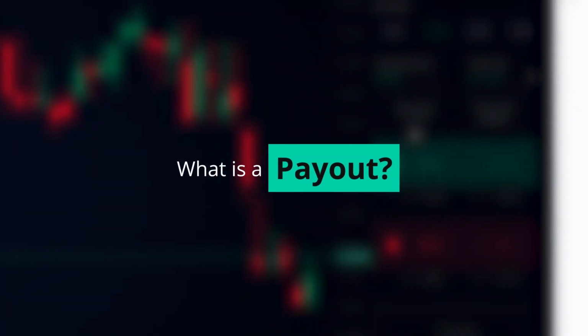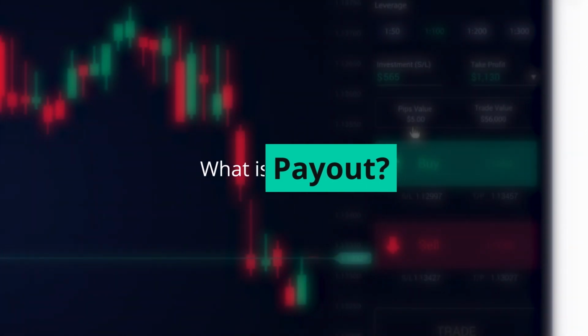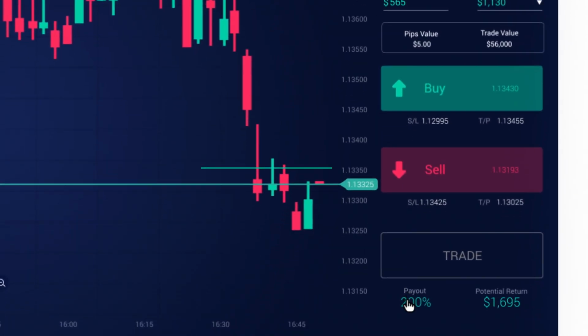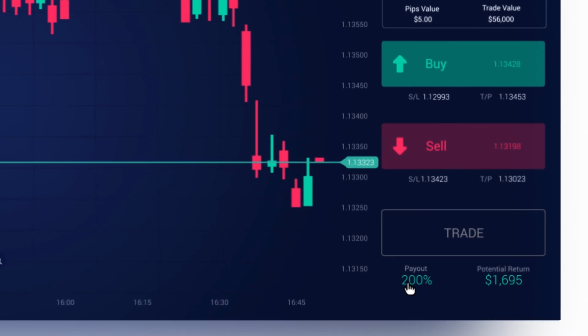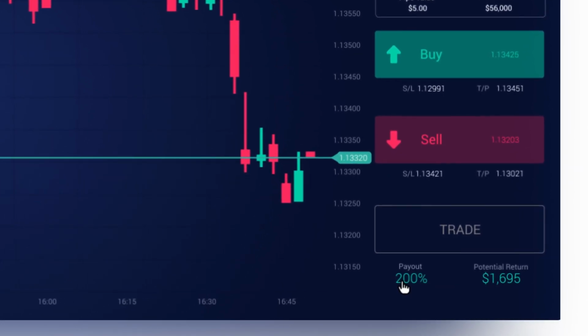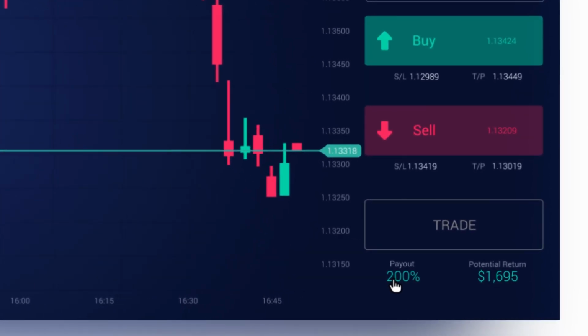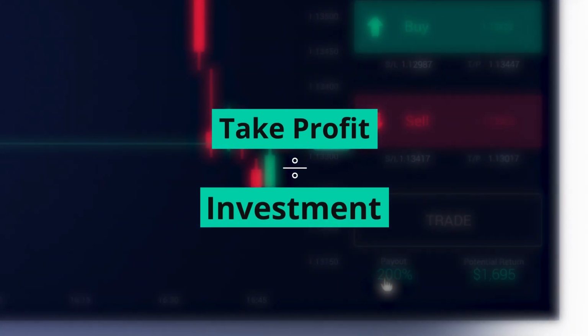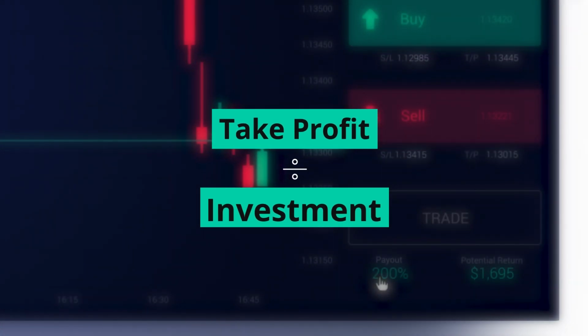What is a payout? A payout is the ratio which highlights the return you can make on your invested amount when the trade reaches the take-profit price. In simple terms, a payout is the take-profit amount divided by the invested amount. It is shown as a percentage.